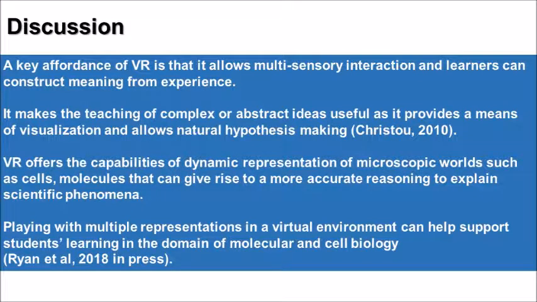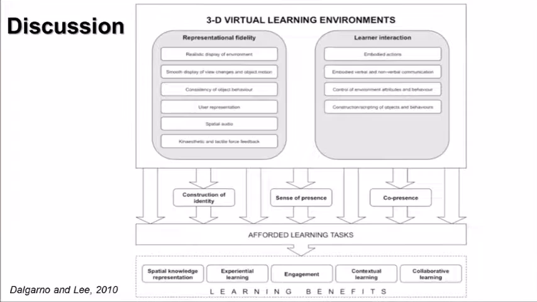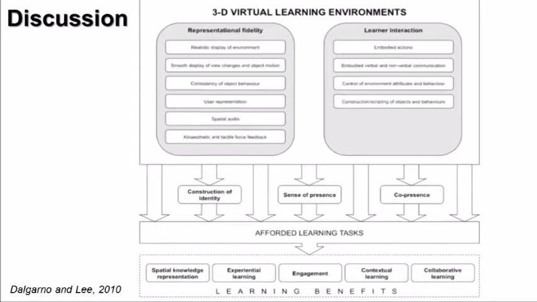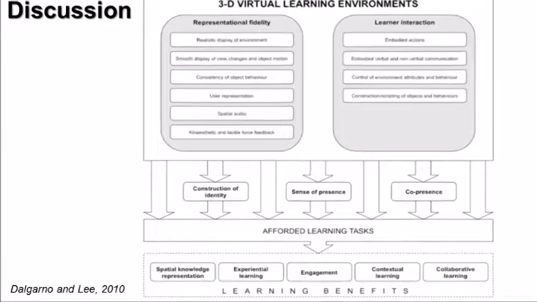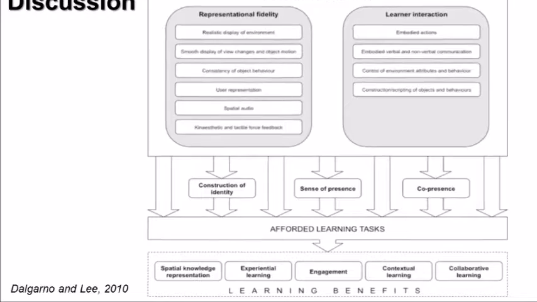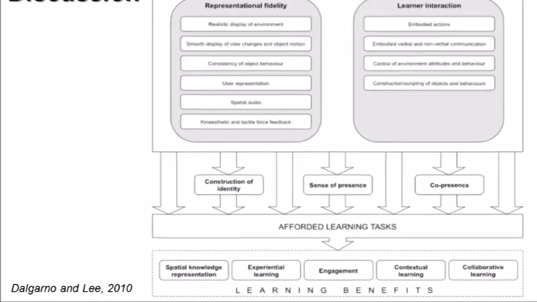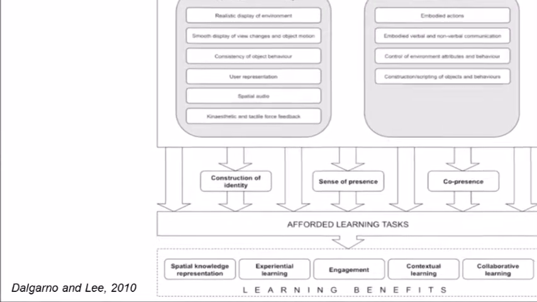To summarize, a key affordance of VR is that it allows multi-sensory interaction, and this allows users to construct meaning from experience. This is very important in constructivist learning, whereby when we teach complex and abstract ideas, students can then better understand and formulate their own hypotheses. Research by Gargano and Lee shows that there are various affordances of VR and AR, and this has to be taken into consideration when the user designs learning tasks.